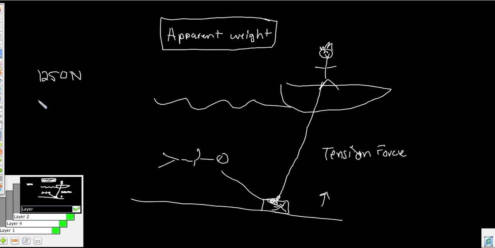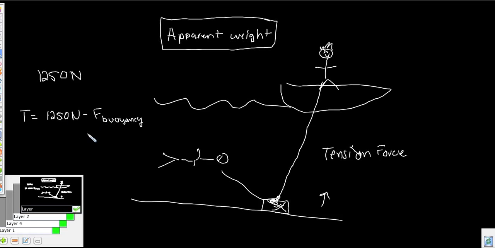So the tension force is going to equal that weight, which is the normal weight. If you had it out in the air, it would take you 1,250 newtons in order to pull that out. So we have 1,250 newtons, and what we want to know is what is the force of buoyancy going to do to that, to subtract from that? All right, so let's go ahead and do that.